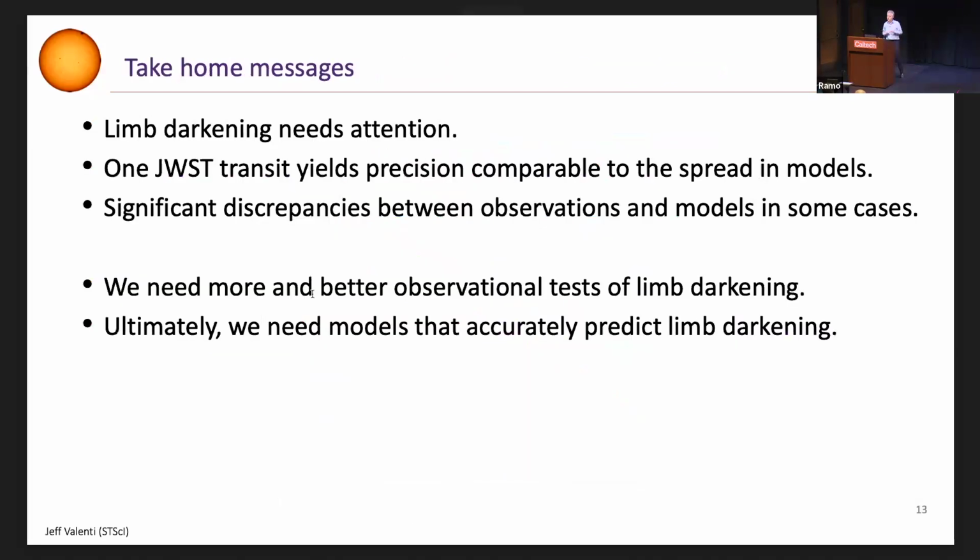Okay, so take-home messages. Limb darkening does need attention, and it's clear the community knows that. JWST now has the precision to start testing these models. There are significant discrepancies. We need more tests, and ultimately we need a better model. Thanks.